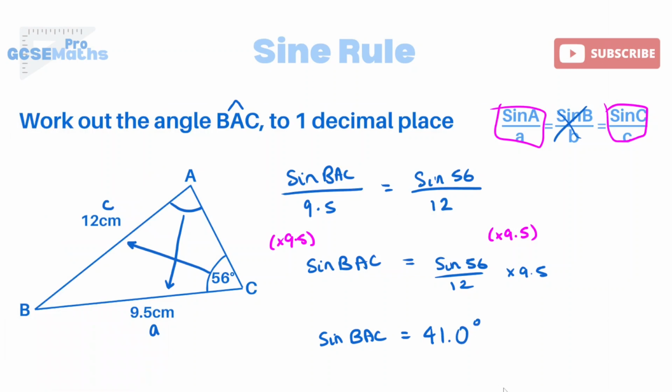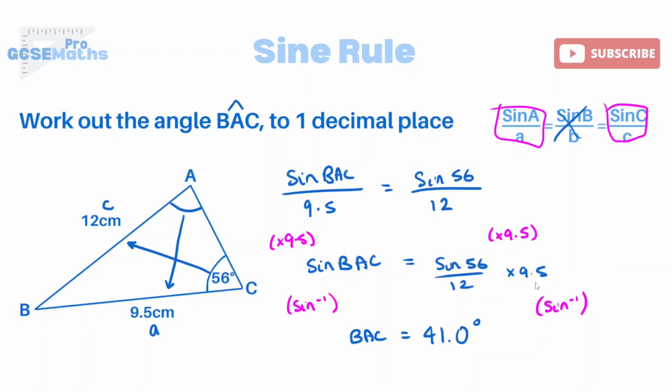It has to be at least one decimal place. Okay, so that's 41 degrees. So just remember at the end to do sin inverse, or in the case of the cosine rule, cos inverse, whenever you're working out an angle. If you want, you can do sin inverse all of this at the start. That's fine. If you want to do it at the end, also fine.